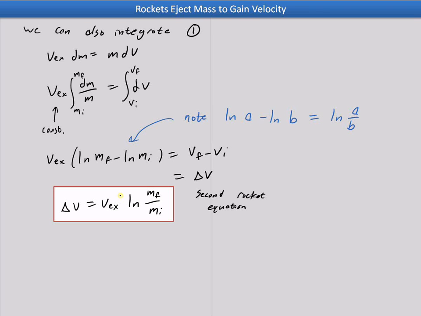To figure that out, you need to know the exhaust velocity of your fuel, higher is better, and how much fuel you use up. This is going to be a positive number because the final mass of the rocket is going to be less than the initial mass of the rocket. And this is total mass of the rocket. So let's say our rocket is half fuel, then the final mass is a half, the initial mass would be 1, and we have the natural log of a half, which is really not that impressive.